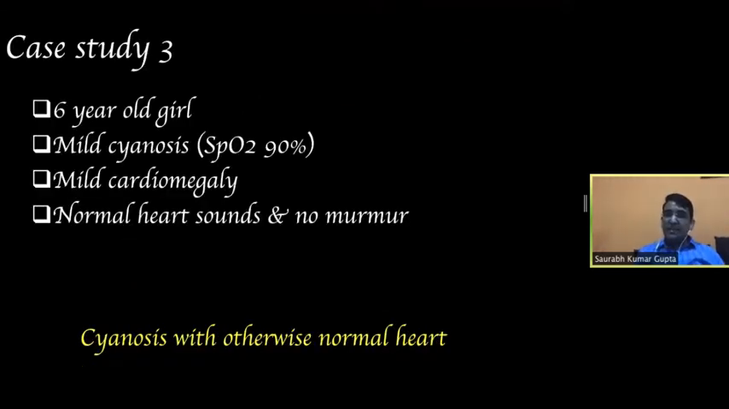Now this is another 6-year-old girl, mild cyanosis, saturation 90%, mild cardiomegaly, normal heart sounds, no murmur. Again, cyanosis with otherwise normal heart. Now what are we dealing with here?